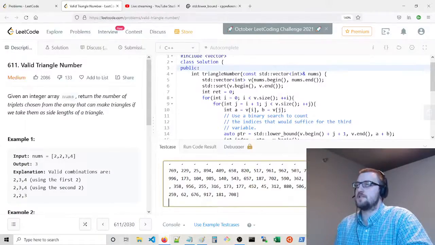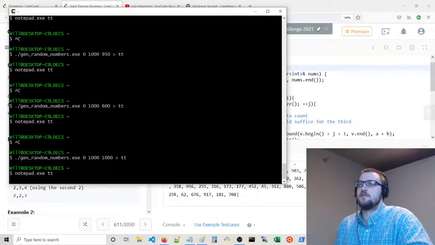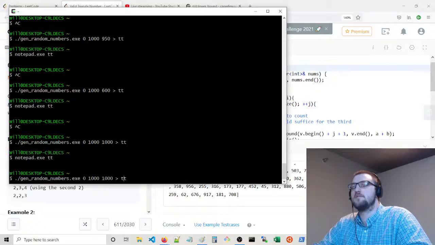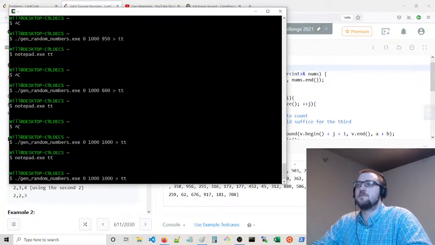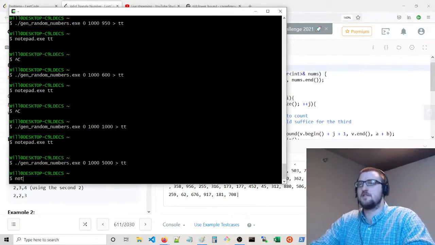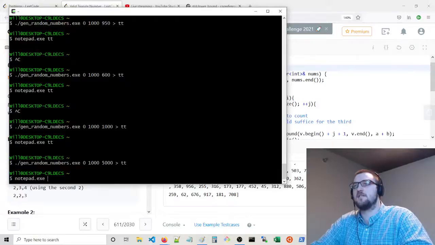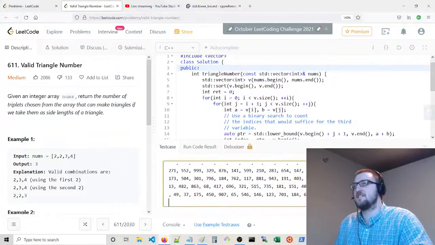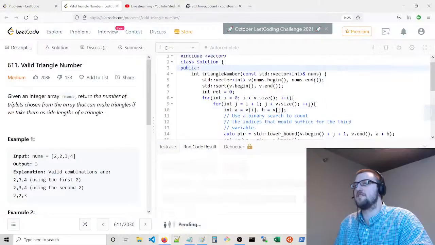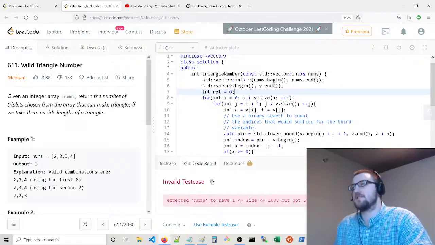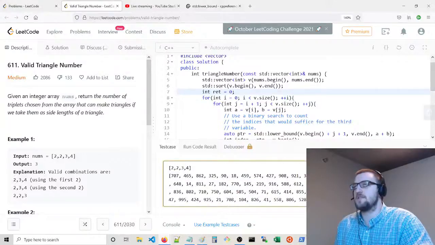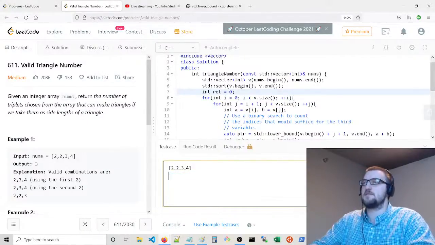Can we just do a bunch of these test cases, maybe? Maybe get some duplicates in there. Do 5,000. Try to really make it stress test here. Should give me an invalid test case, I think. Okay, fair enough. See if we can get rid of that test. Yeah, we get rid of all of them. That's fine. They seem to all be correct so far.